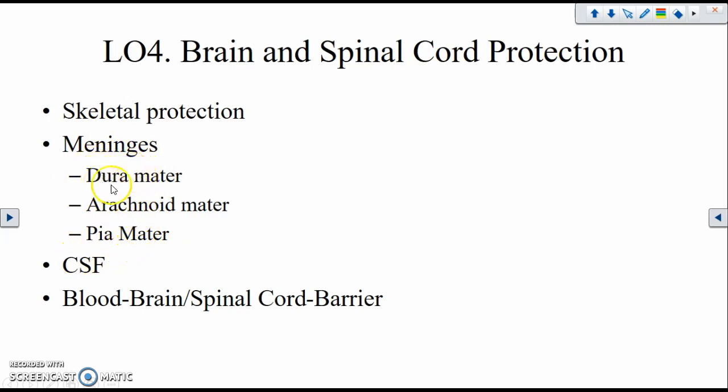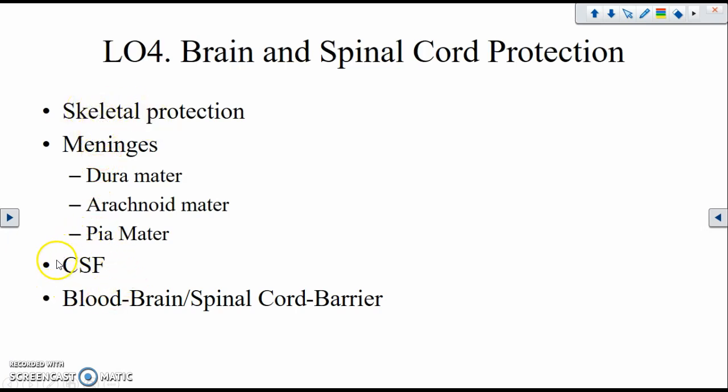In this case, we have the dura mater, which is the outermost, the most superficial of all three. Then you have the arachnoid mater in the middle, and the pia mater is directly on top of the cerebral cortex. And the reason why you have those is as a secondary barrier to the skeletal protection.